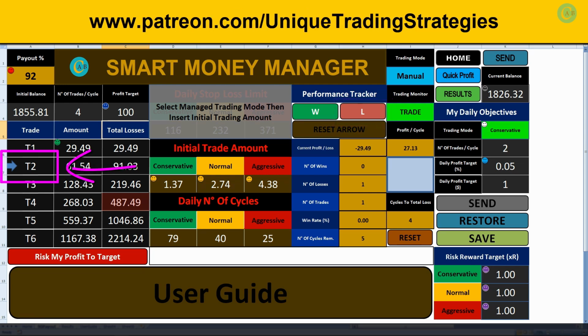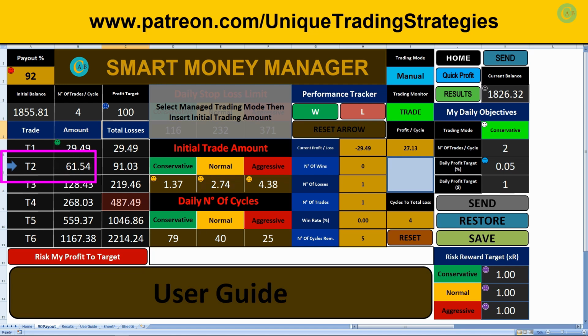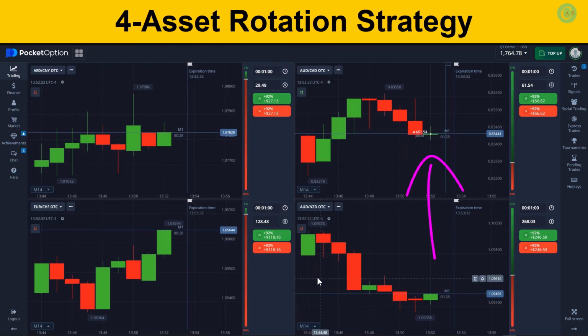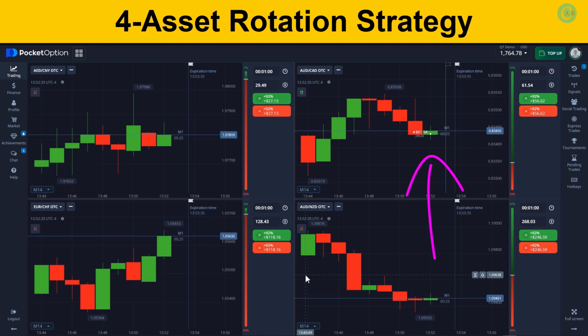The blue trade tracker arrow has moved to T2 to confirm that I'm in second trade, and my current loss amount, as you can see here, $29.49, and the Smart Money Manager has updated the number of cycles remaining in order to hit the profit target. Now it's 5. I would need 5 consecutive winning cycles in order to hit my profit target. Going back to the trading platform, watching the current candle on the second chart, and it has to close with green color in order to be a winning trade.